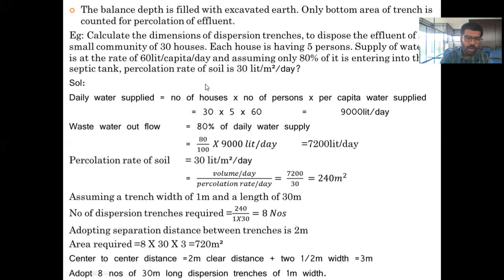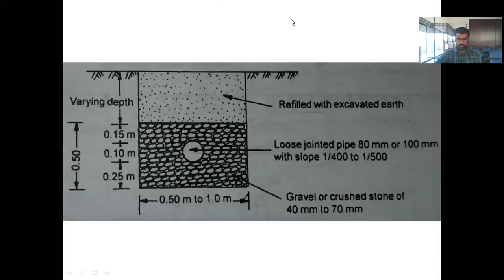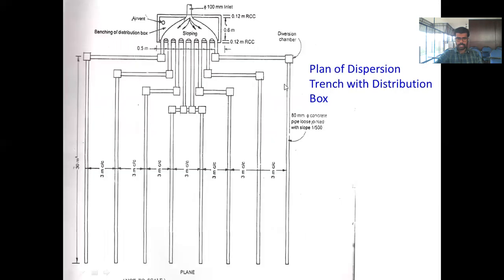Now what we have to do is find out the area required for the dispersion trench, as well as the number of dispersion trenches. That is also important. You can see here many dispersion trenches: 1, 2, 3, 4, 5, 6, 7, 8, like that. We need to know the number of dispersion trenches, as well as the area required for this.